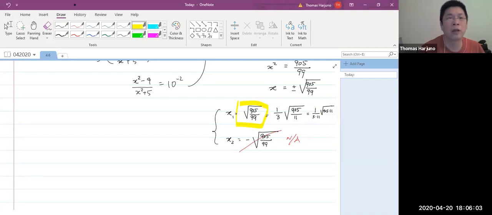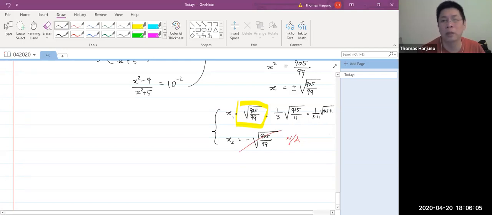So your final answer is supposed to be square root of 9,955 over 33. I'm not sure if I can simplify this though. 905, it's 181. No, it's not. I think that will be your final answer if you don't use a calculator. And this is actually what I want to do.